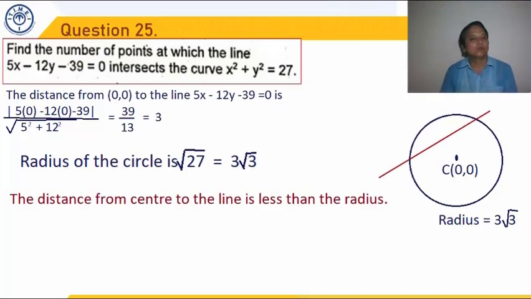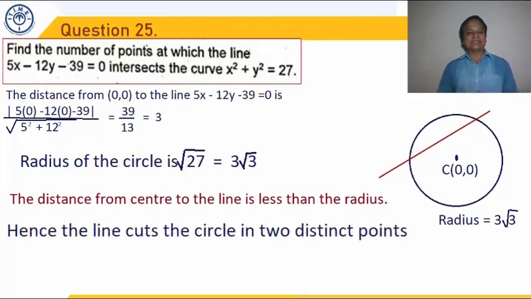Somewhere at 2 points. The question is not asking for the coordinates of the points. The question is asking how many points. Since the distance from the center to the line is less than the radius, the line cuts the circle at 2 distinct points. Hence, the line cuts the circle in 2 distinct points. So, our answer is 2 distinct points.